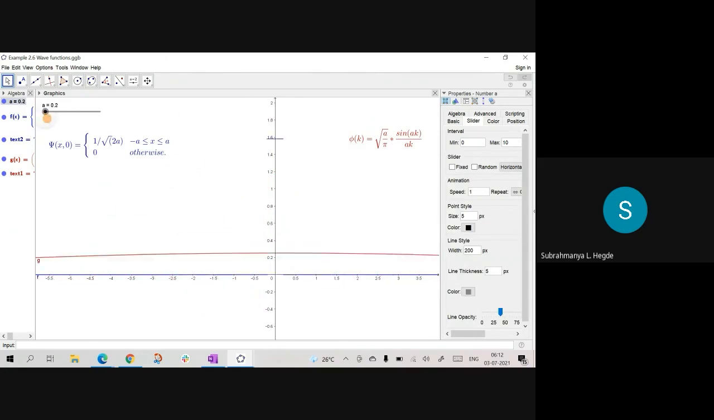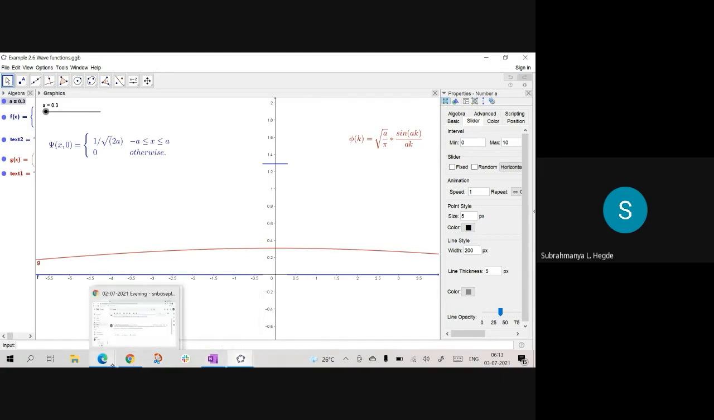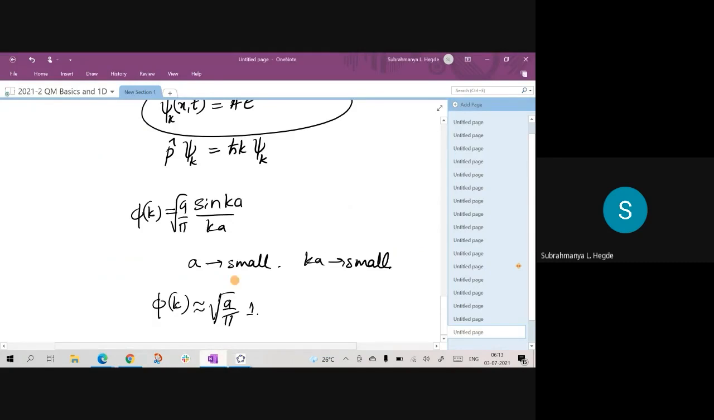When A is very small here, what will happen is your pi of K. So nearby again, when K is very large, then sine theta is going to play the role. So this is nearly a constant. So try to plot this one. Try to plot again with a different approximation.